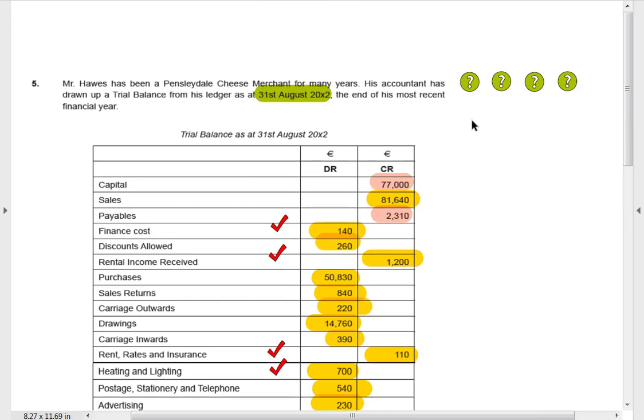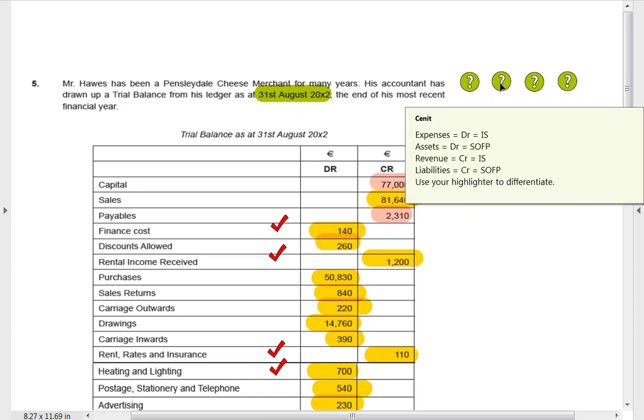Let's just recap. What did we do? We checked the year end so that we knew what year we were dealing with. Next thing we did was we identified what belongs in the income statement and what belongs in the statement of financial position, and we highlighted those in different colours so that we can tick them later and make sure that we've covered everything. Okay, and we haven't left anything out.